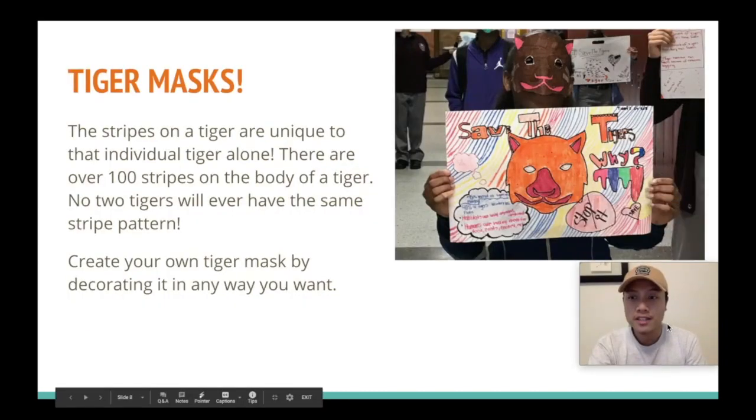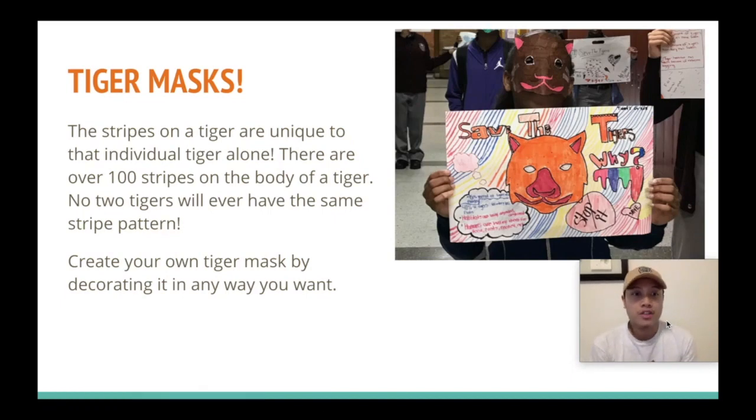So the tiger masks. This project starts off with our beautiful tigers and this information about them. The stripes on a tiger are unique to that individual tiger alone. There are over 100 stripes on the body of a tiger. No 2 tigers will ever have the same stripe pattern.